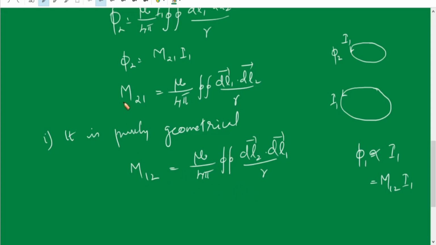This is a scalar product. It is commutative. So therefore M12 is equal to M21, which is equal to M. So phi 2 is equal to M21 I1. Since M12 is equal to M21, phi 1 is equal to phi 2. That means the flux through coil 2 when a current I1 is flowing through coil 1 is the same as the flux through coil 1 when the same current I1 is flowing through the second coil.